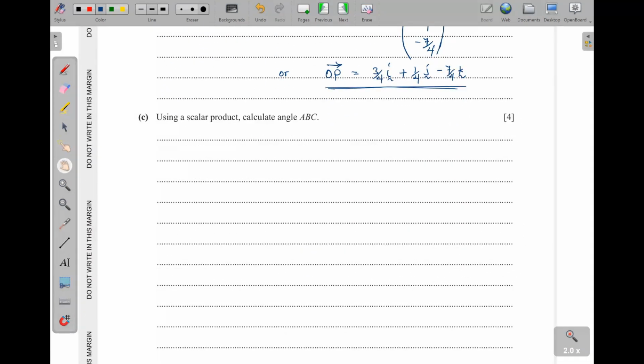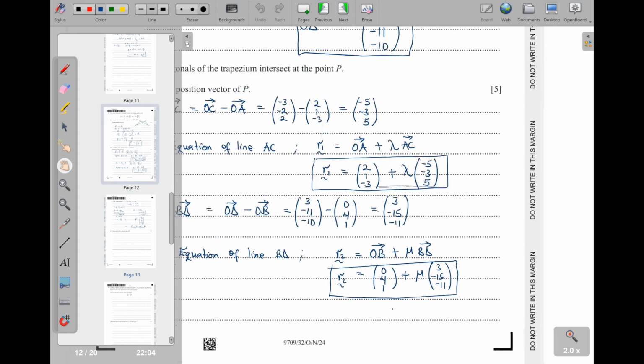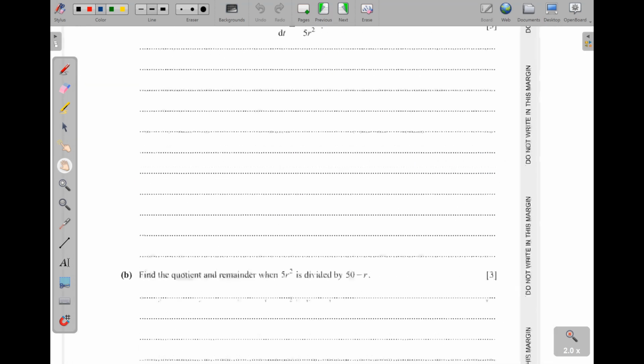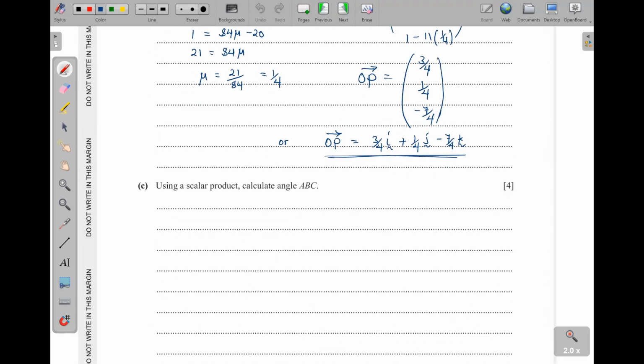And then part C, using a scalar product, calculate the angle ABC. So by going back here to our diagram, ABC. Okay, now this is how it looks like. So I can bring a small sketch here. Small sketch is going to be, maybe this is our A, this is our B, and then C. So B is here, A is here. So you can either find BA and then BC, or you can find AB and then CB. You either close in or you open up.